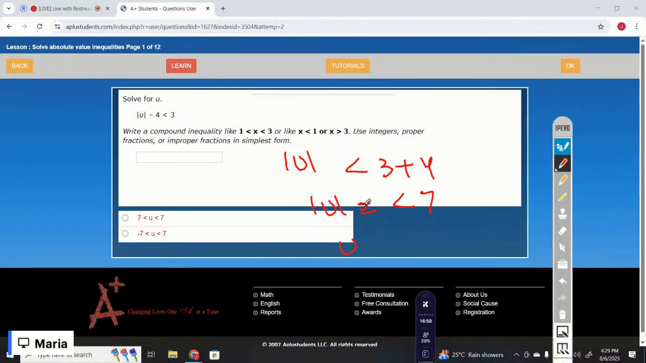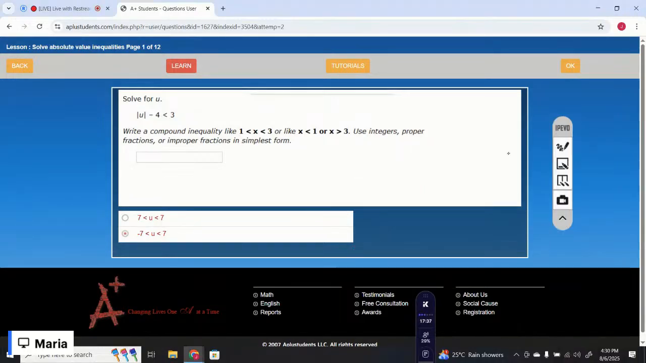That means u is less than -7 and u is less than 7. That means the value of u is between 7 and -7. Option number 2 is the correct option. The correct option is -7 and 7.